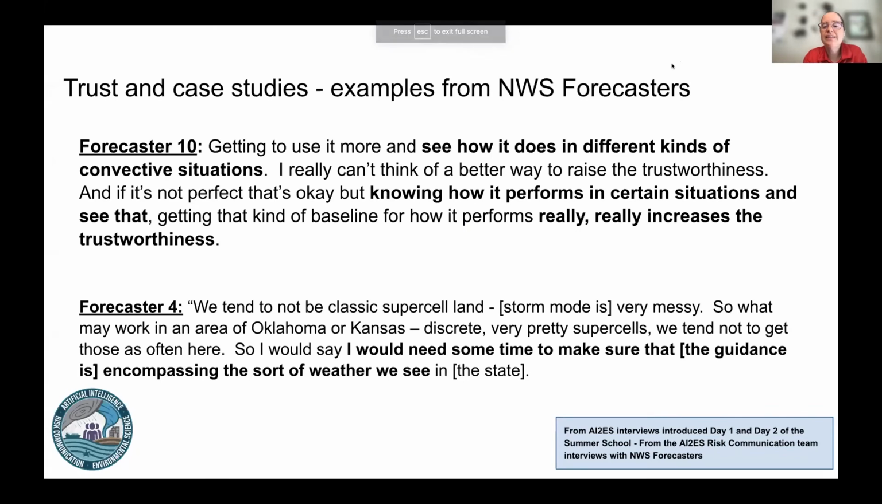So I'm glad to see a lot of the things that were coming through are very much what we've been talking about. These are some quotes from interviews that were introduced on day 1 and day 2 of summer school. They weren't used on day 1 and day 2, but they highlight what our forecasters have already said about the need for case studies, and certainly go with what you were just saying in the results in the poll. Getting to use it more and seeing how it does in different kinds of convective situations.